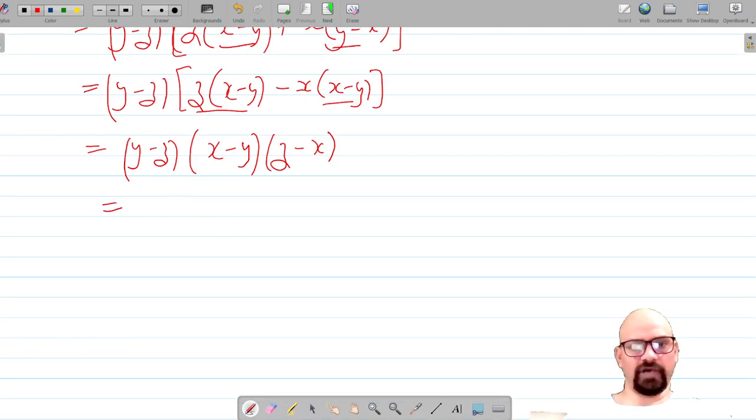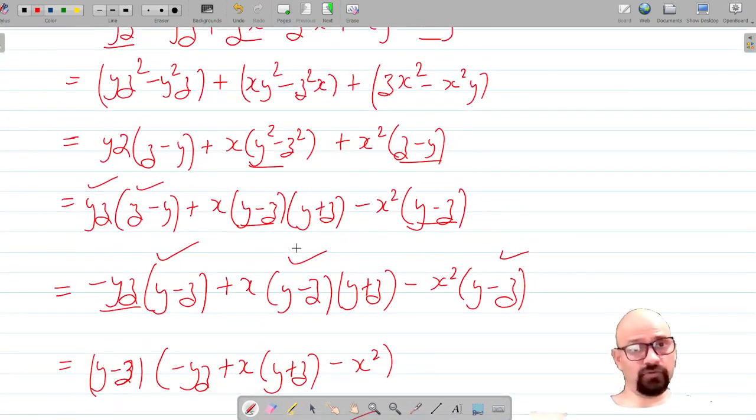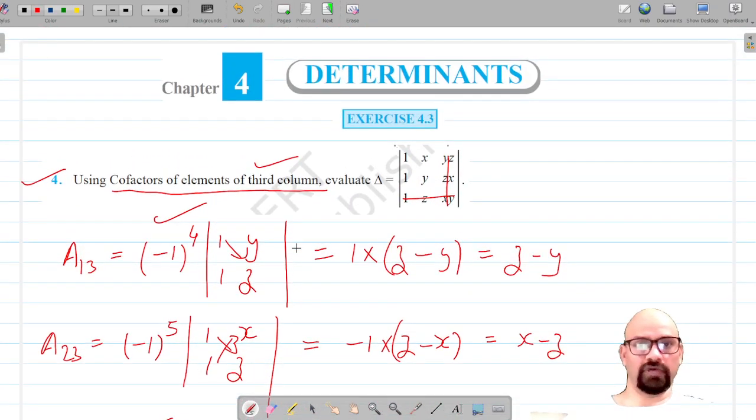So this is y minus z into x minus y, and y minus z and z minus x. So the answer is x minus y, y minus z, and z minus x. This is the answer if you match it with the NCERT textbook. So we are done with question number 4.